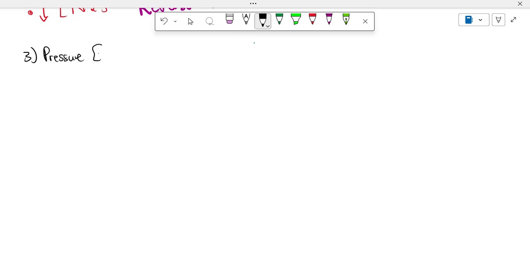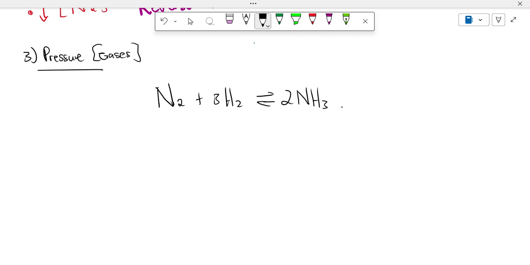Then I want us to focus on pressure. Now remember, with pressure, it only affects substances in the gaseous phase. So assume I have a reaction of, again, N2 plus 3H2, once again, the Haber process, and this then gives me ammonia, which is a gas.